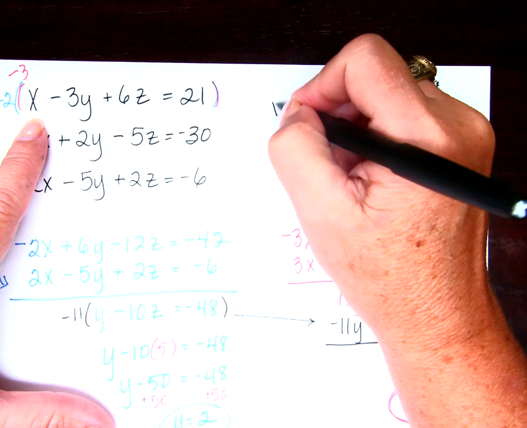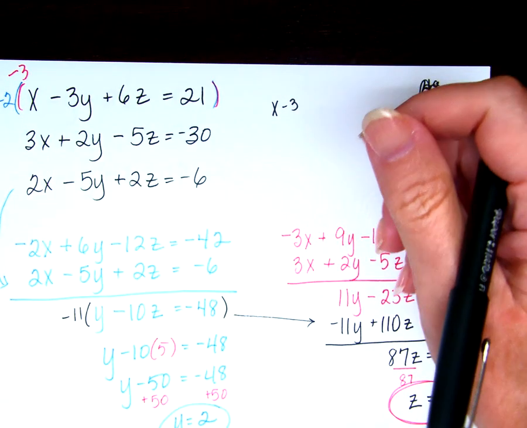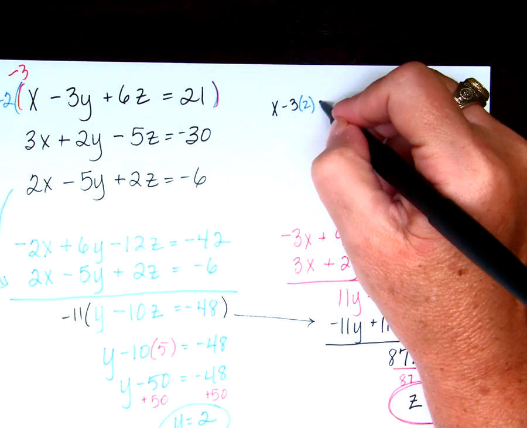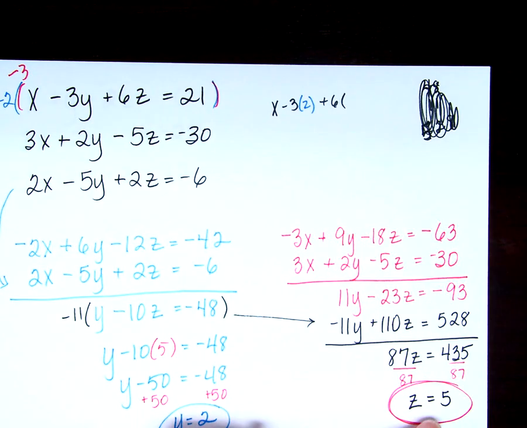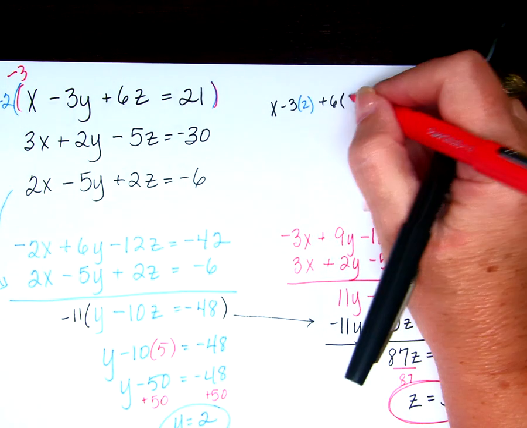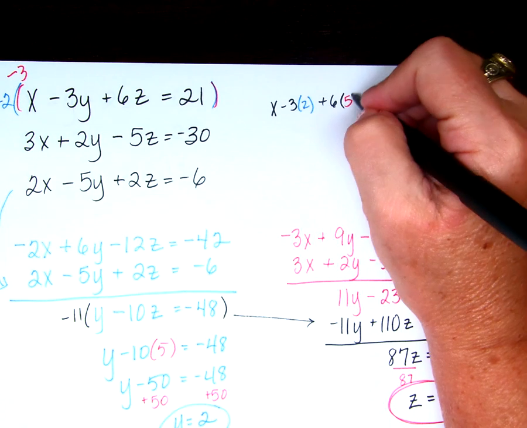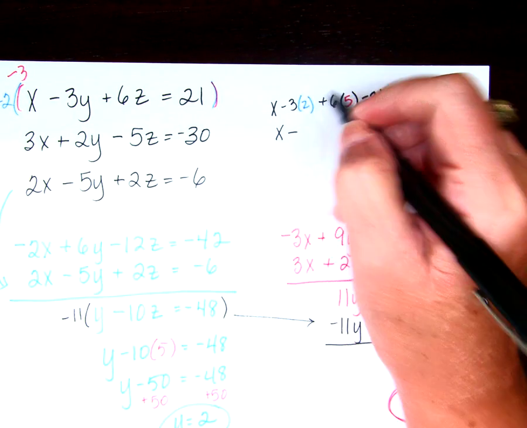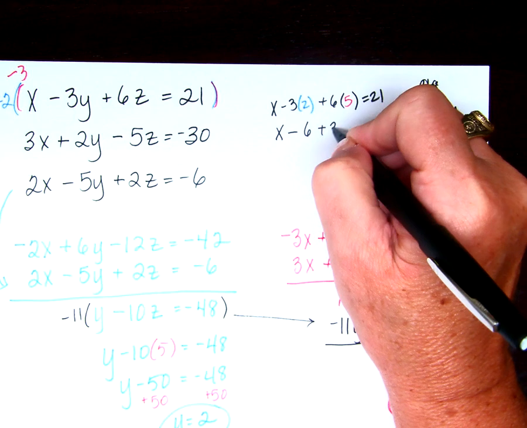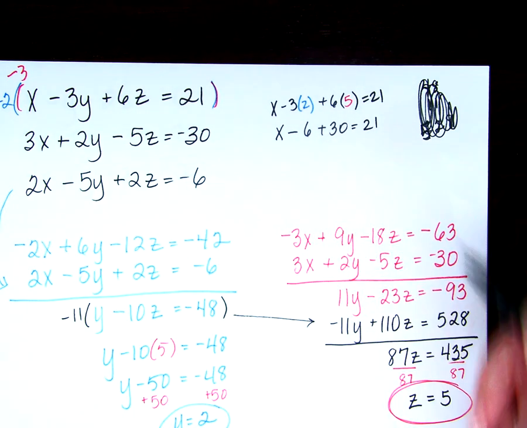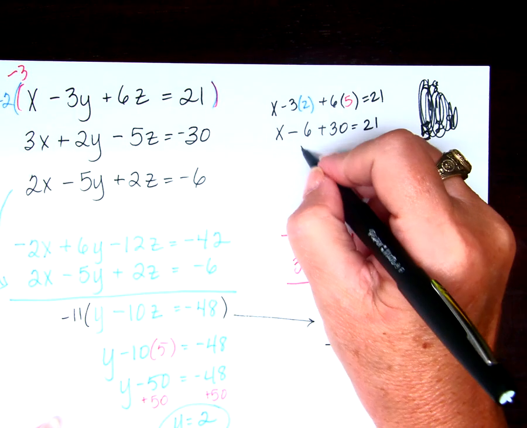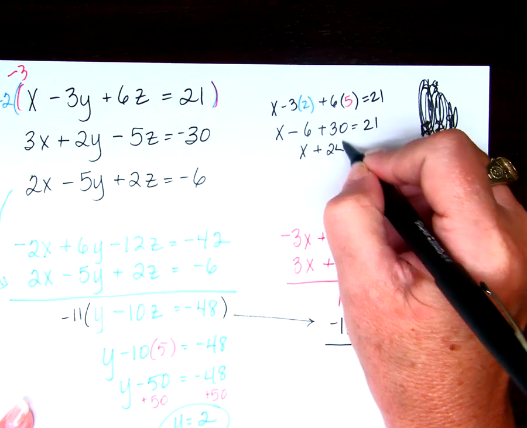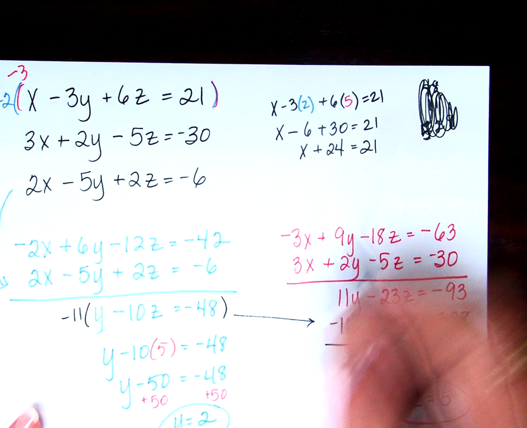So x minus 3 times 2 plus 6 times 5 equals 21. So x minus 6 plus 30, very good, equals 21. So -6 and 30 is... Oh, it felt like 24. Yeah, not even like 24, it's actually 24.